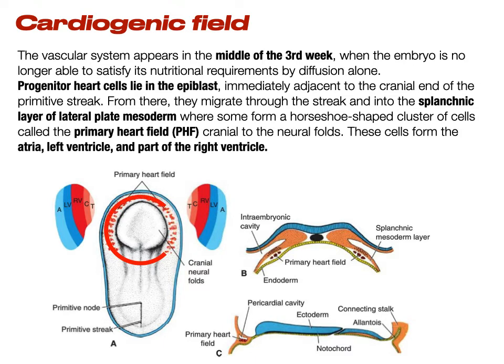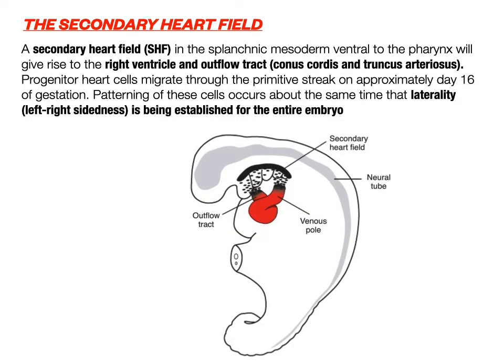The red line is the primary cardiogenic field. Then the rest of the heart, including the rest of the right ventricle and the outflow tract of the heart, arises from a secondary heart field of the visceral mesoderm just ventral to the pharynx. That outflow tract will divide into the conus cordis and the truncus arteriosus. We'll go back to this later.